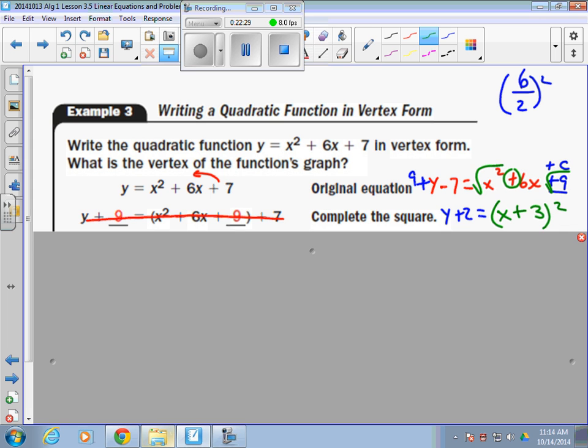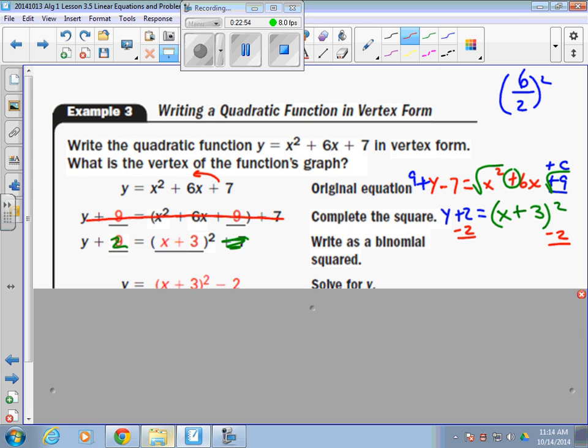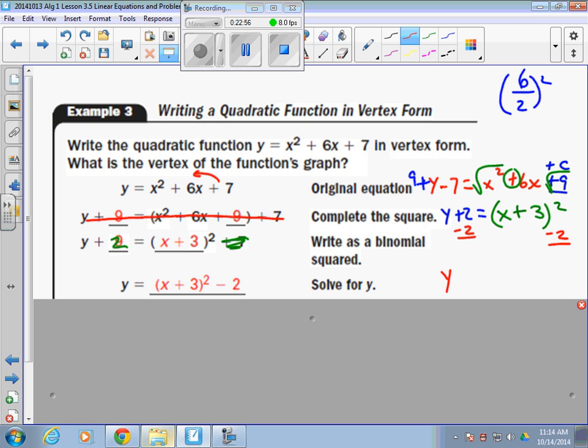You only have one more thing to do for this one. Okay, you see how it says plus 9 and plus 7 on the right? That's why I don't like doing it that way. Just have it say plus 2 and scratch out that plus 7 part. Okay, and then that way you can follow. You can do it just like the ones we just did. And then undo to get y by itself. Undo plus 2 by subtracting 2. And you get y equals x plus 3 squared minus 2.